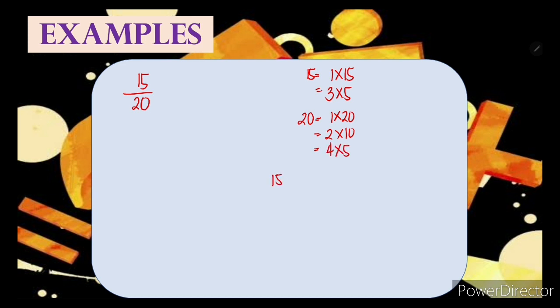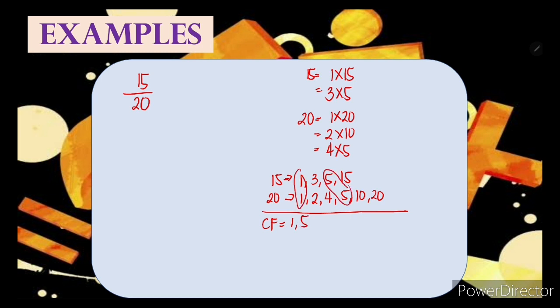Ngayon, ilista natin lahat ng factors ni 15. So, we have 1, 3, 5, and 15. For 20, we have 1, 2, 4, 5, 10, and 20. Anong common factor nila? Ang common factor nila is 1 and 5. So, our greatest common factor is 5.